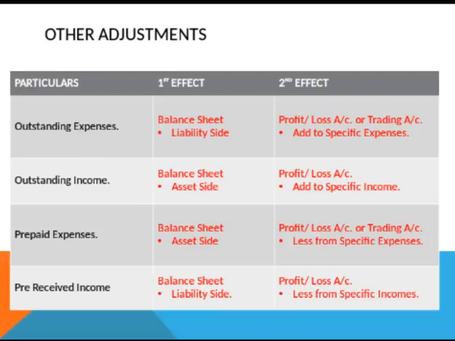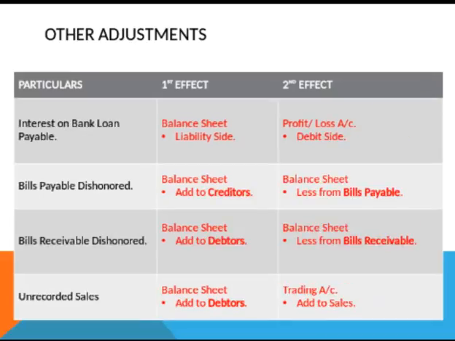See, normally prepaid expenses will be balance sheet asset side because it is prepaid, so we have to write it. Okay, and profit and loss account or trading account less from specific expenses because it is not of the current year, and in profit and loss account we only write the entries of a single current year. Okay, now pre-received income, it is our liability that we have pre-received any income, so it will go liability side in the balance sheet, and the second effect will be profit and loss account less from specific income.